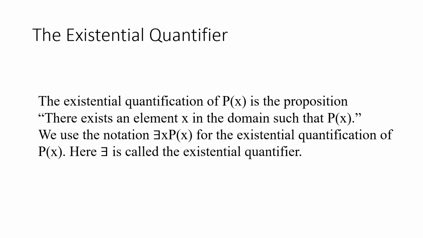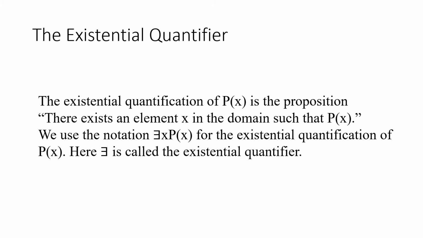The existential quantification of p of x is the proposition there exists an element x in the domain such that p of x. We use this notation for the existential quantification of p of x. This symbol is called the existential quantifier. So this notation can be read as there exists x p of x. The domain must always be specified when a statement there exists x p of x is used. Furthermore, the meaning of there exists x p of x changes when the domain changes. Without specifying the domain, the statement there exists x p of x has no meaning.